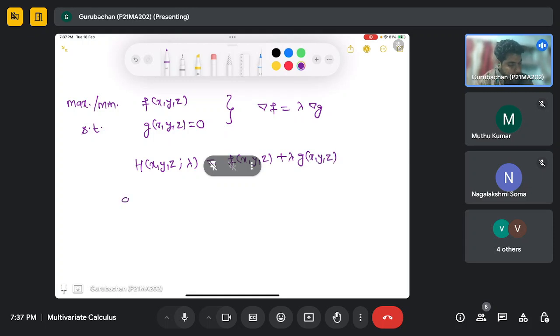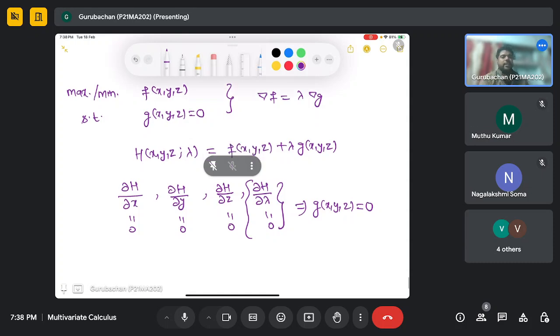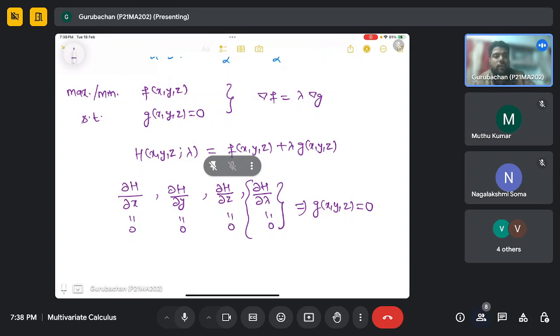Then we can calculate del h by del x, del h by del y, del h by del z, and del h by del lambda, and put all of them equal to 0. This last one is nothing but g(x, y, z) equals 0. So from here we can get the stationary point, then we can follow the Lagrange multiplier approach. There is nothing different from the approach we are following. I hope it is clear to everybody.